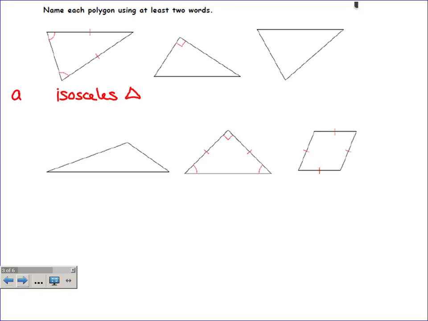Acute. Okay, an acute isosceles triangle. I'm okay with that. Acute because all three angles are less than 90 degrees. Isosceles because two of the sides are the same. Sounds good to me. Someone raised their hand for the second one. Right describes the angles, and then you said scalene. Hopefully you guys are going to get pretty good at spelling some of these words. Isosceles is a really tough word to spell. Scalene, not terrible.